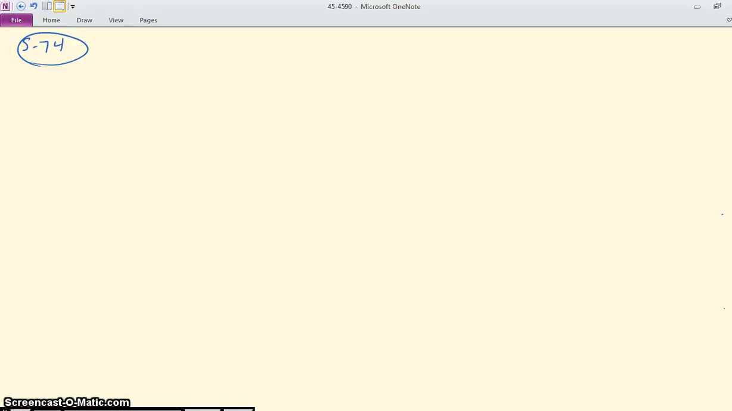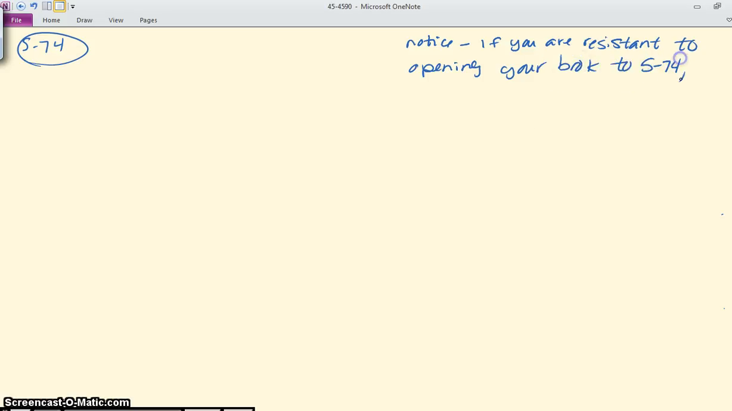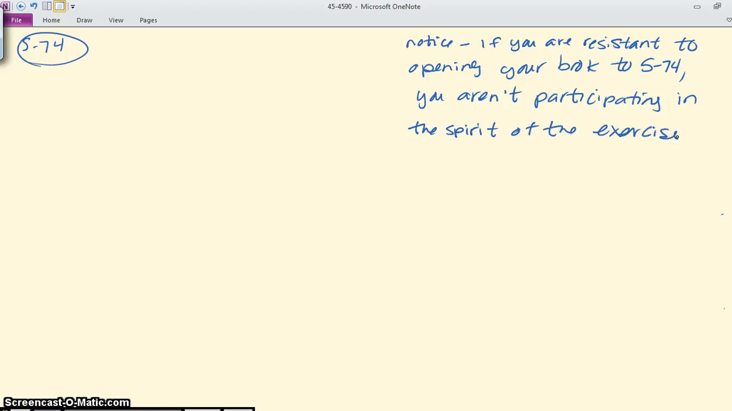5-74 is an important exercise. So open your books, please, to 5-74, and read through the problem. And notice a couple of things.